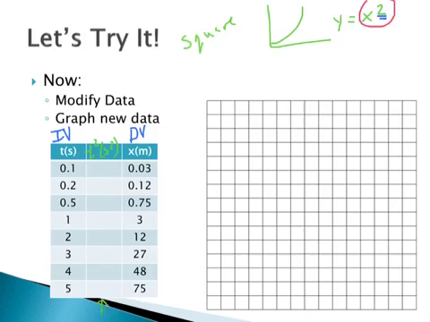So let's go ahead and square all of our x values. So 0.1 squared will give me a value of 0.01. 0.2 squared will give me a new value of 0.04. 0.5 squared will give me a value of 0.25. 1 squared is 1. 2 squared is 4. 3 squared is 9. 4 squared is 16. And 5 squared is 25.